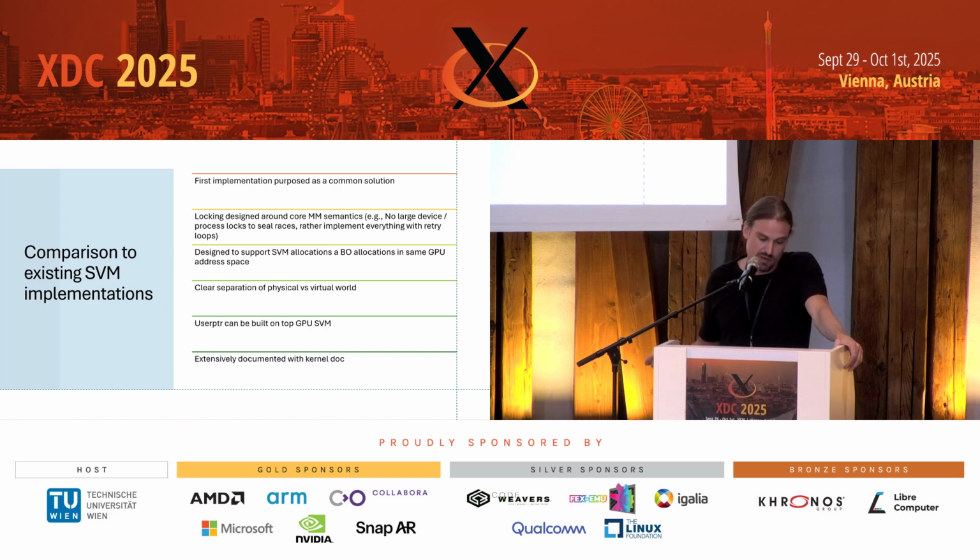User pointer can be built on top of GPU SVM. We actually just landed code for this. User pointer is explicitly binding a malloc address. This is commonly used in compute UMDs prior to SVM.